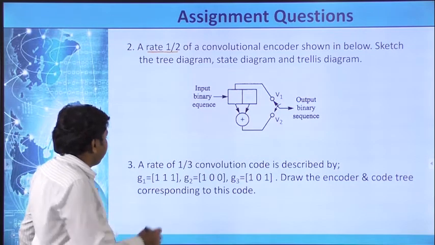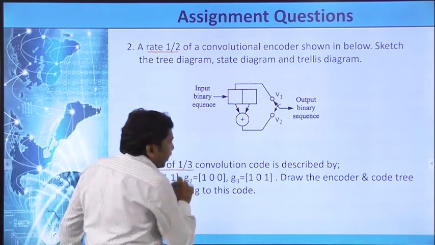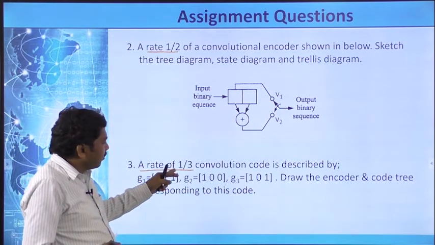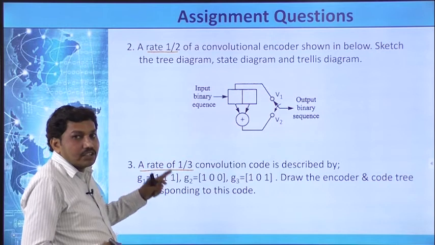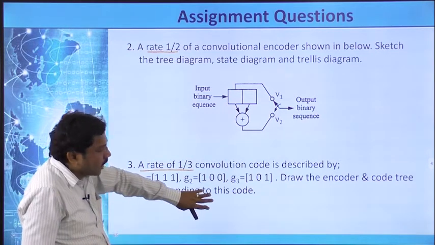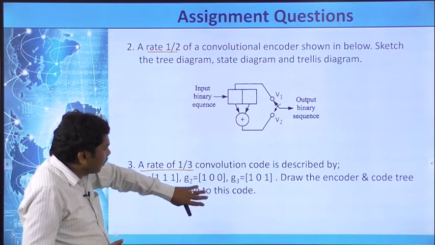Third problem is a rate of 1 by 3 convolutional code. What is this 1 by 3? So 1 by 3 means K value is 1, N value is 3. That means 3 output bits for the encoder. So here there is no convolution encoder given. So how to draw this encoder?